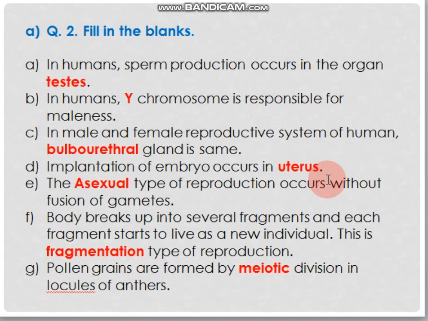Fill in the blanks. Here you have to fill in the blanks with the correct options. The correct answers are written in red. Okay, the blanks have been filled up, and here you can see them in red. Okay, so we have 7 fill in the blanks. The first one is what? In humans, sperm production occurs in the organ, the testes. In humans, the Y chromosome is responsible for maleness. So like that, fill up all of the blanks as shown here.